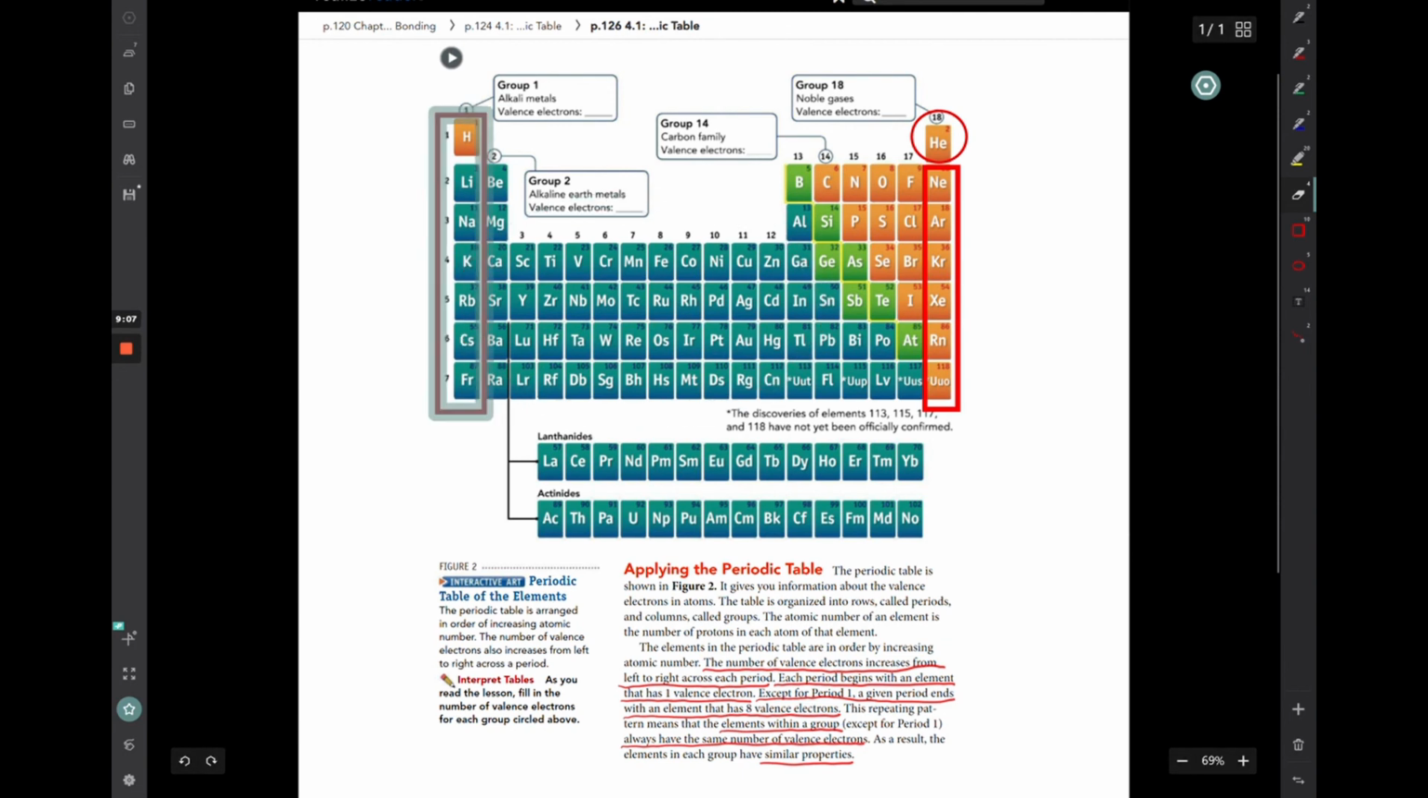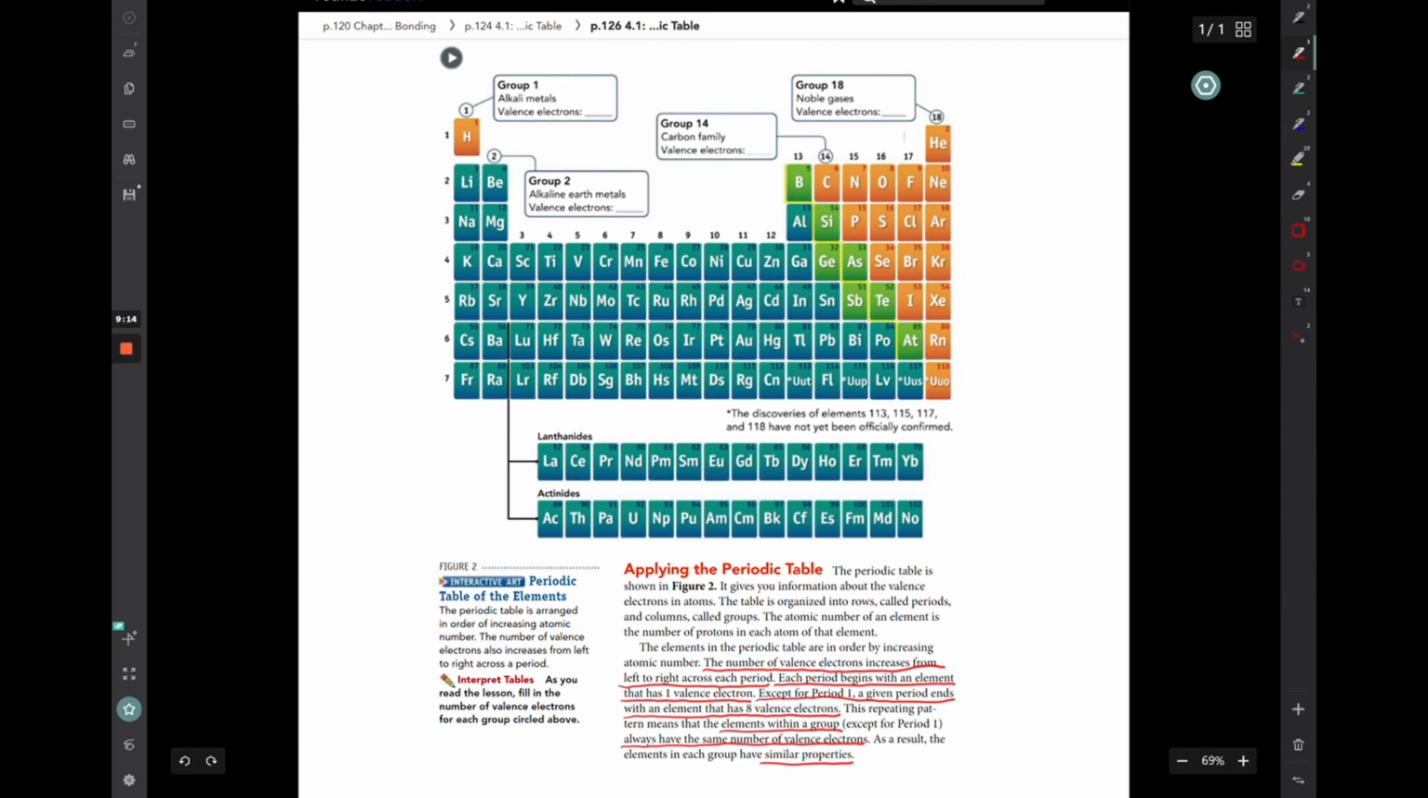But for now, let's know that everything in group number 1 will have 1 valence electron. Everything in group number 2 will have 2 valence electrons. Now they've skipped 13 and 15, they're just talking about these in general. So 14 would have 4, 18 would have 8. So likewise, 13 has 3, 15 has 5, and so on.